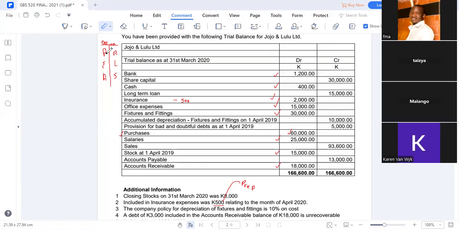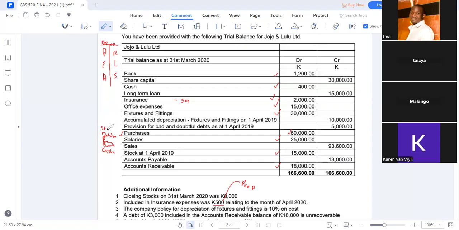So to increase the assets, we debit them. Now, assets are usually written in order of liquidity. When you're putting it in the balance sheet, cash is at the bottom. Then what follows cash in terms of being liquid? A bank. What follows bank? You have prepayment. What follows prepayment? We have debtors. What follows debtors? We have inventory or stock.